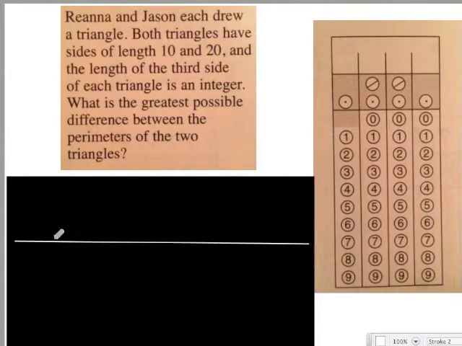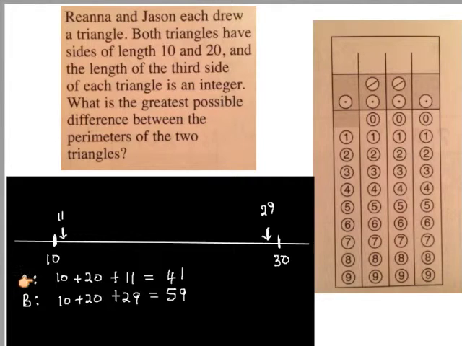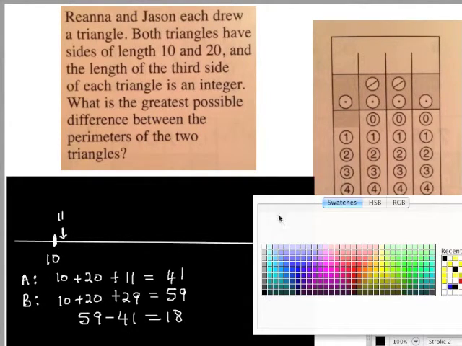So the absolute value difference between the two sides is 10, and the sum would be 30. So one person could choose the smallest possible integer as the third side, which is 11, and the other person could use the largest possible integer for the third side, which is 29. So one of the triangles could have sides 10, 20, and 11. If you added the sides, your perimeter for that particular triangle is 41. And the larger third side will have the sides 10, 20, and 29. If you found the perimeter, 29 plus 20 plus 10 is 59. And the difference between the perimeters would be 59 minus 41, which is 18. So your final answer will be 18.